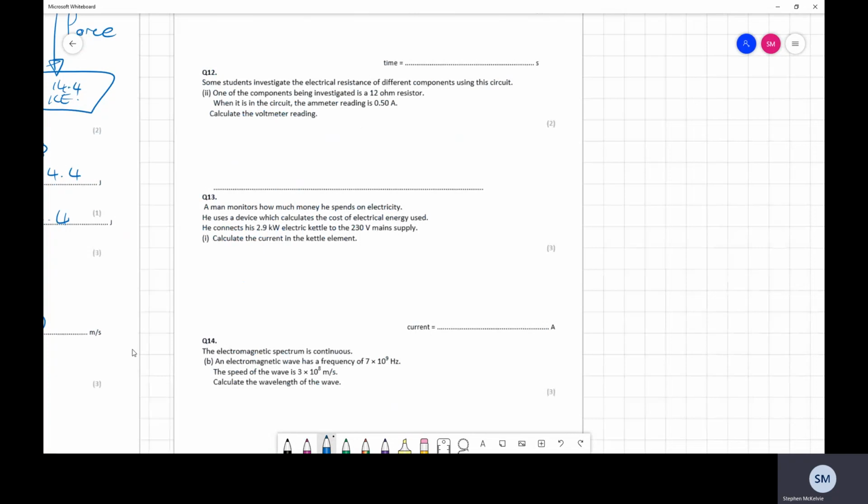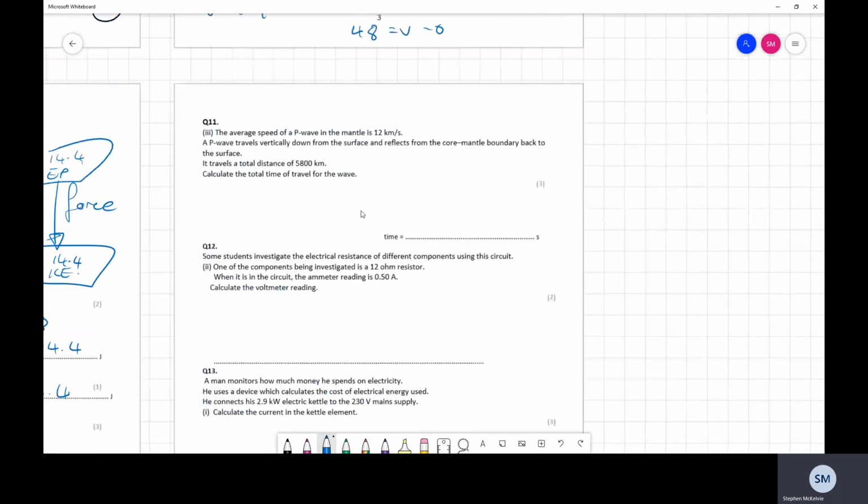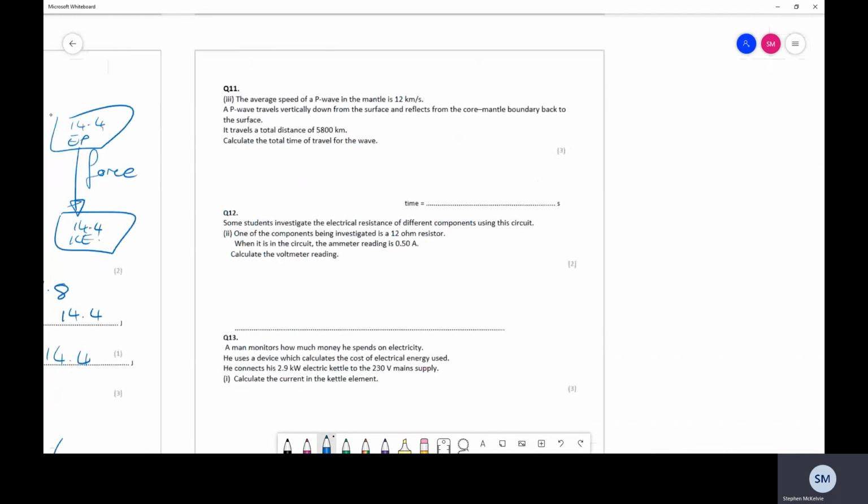Yes, yes, yes. The average speed of a P wave in the mantle is 12 kilometers per second. Speed is equal to 12 km per s. Converting the kilometers, I'm going to multiply by 1,000 and give that as 12,000 meters. The P wave travels vertically down from the surface, reflects off the core-mantle boundary and back to the surface. It travels a total distance of 5,800 kilometers. I'm just going to leave it nice and simple. I'll convert them both.